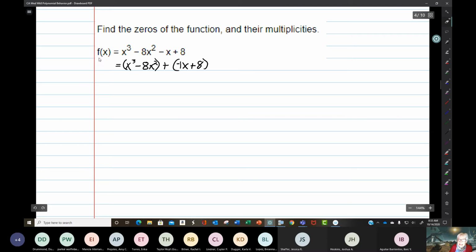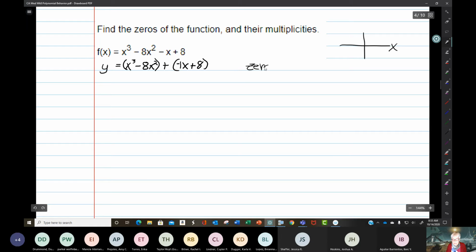F of x is y, isn't it? I'm going to write it as y. That's a very good thing to do with this line, to remind myself that f of x is just y. And we're looking for zeros. And the zeros live on the x-axis. So I'll even write that out.